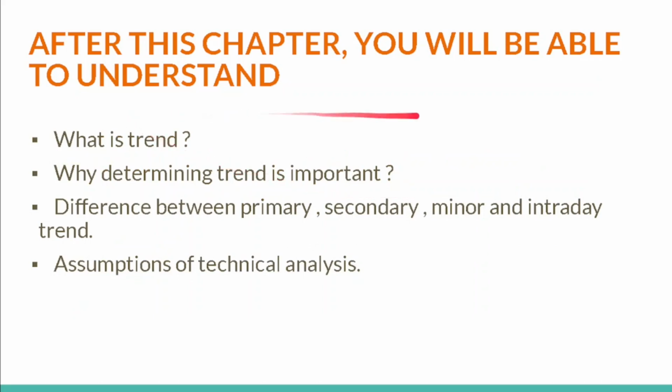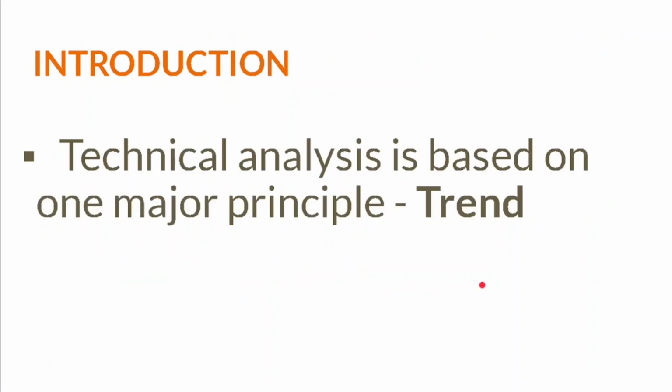So in this chapter you will be able to understand what is trend. In this video you will come to know what is trend and why determining trend is important, why we should identify the trend. That's what we will learn, and after that we will discuss the difference between primary, secondary, minor and intraday trend. Then we will discuss assumptions of technical analysis. Assumptions of technical analysis is one of the most important concepts in the CMT exam, so I would recommend you to read this in your CMT book, and after reading the book you can watch this video, and you can do vice versa as well.